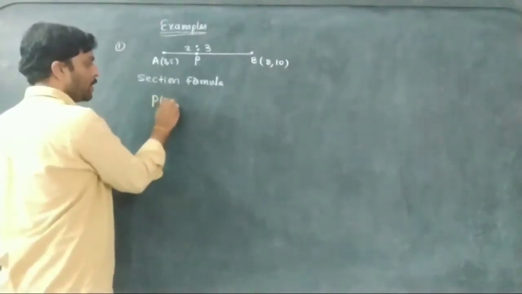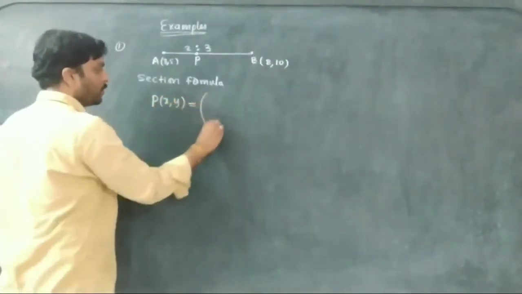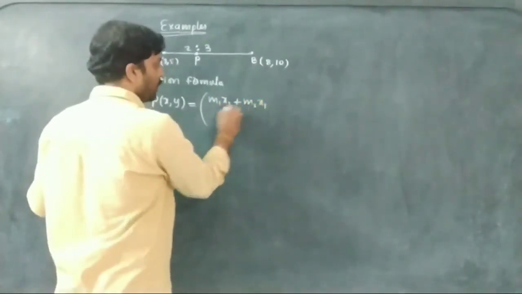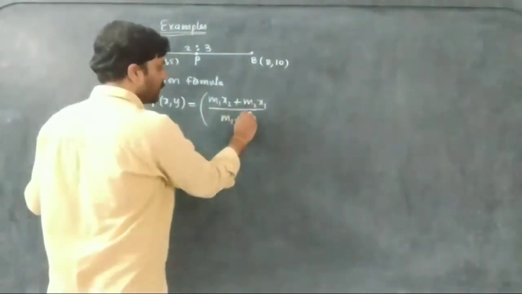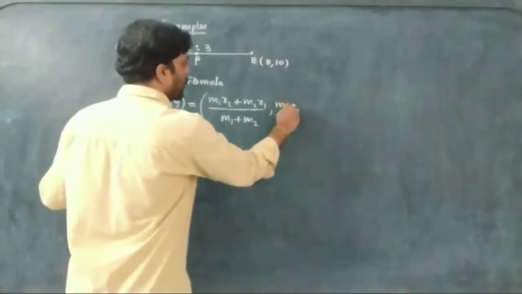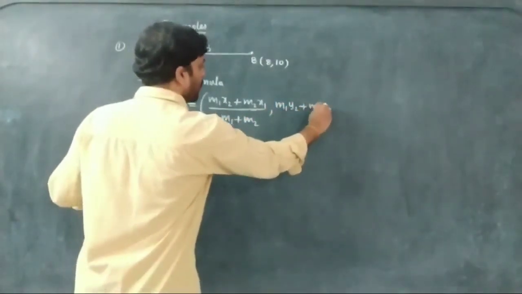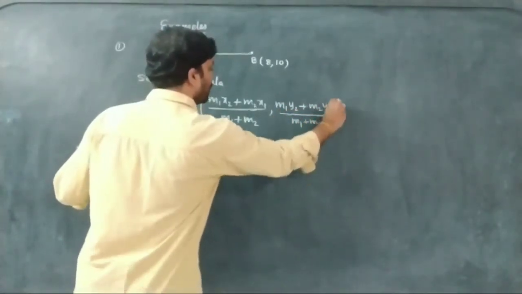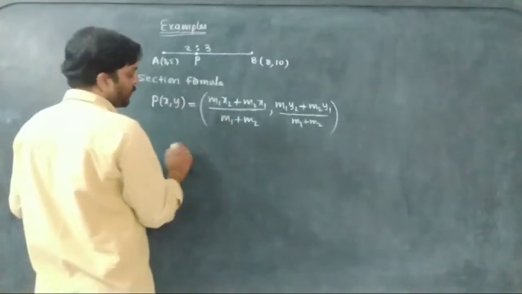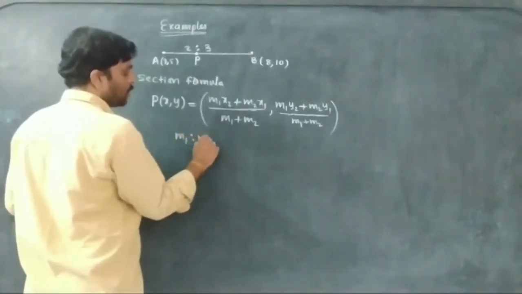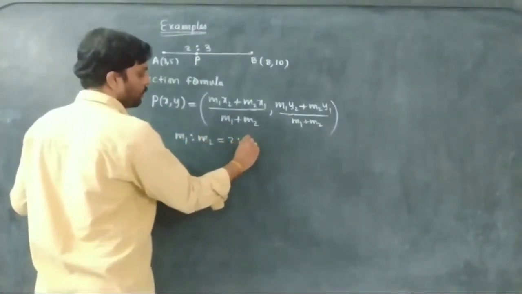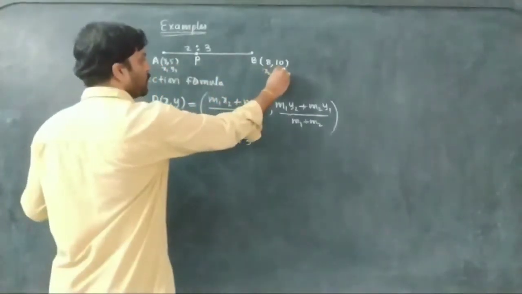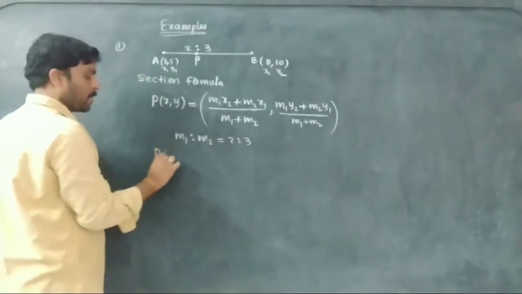P(x, y) is equal to (m1 x2 plus m2 x1) by (m1 plus m2), (m1 y2 plus m2 y1) by (m1 plus m2). Here the ratio m1 is to m2 is equal to 2 is to 3. And the other 2 points, one is (x1, y1), the other one is (x2, y2). Now P(x, y).